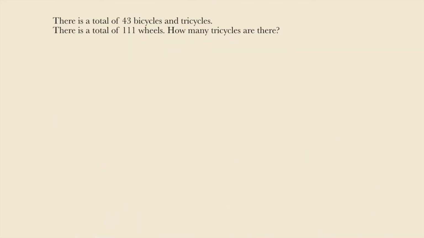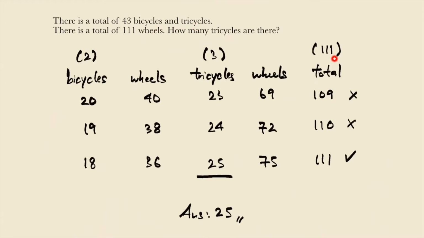There's a total of 43 bicycles, 2 wheels each, and tricycles, 3 wheels each. Let's make sure the total is 111. Okay, let's start off with 43. Let's see, 20 and 23, that's 109. Oh my goodness, that's pretty close, isn't it? So just keep going. That's too few wheels. Let's add more. Just add 1, 110, add 1, 111. And the answer is 25.